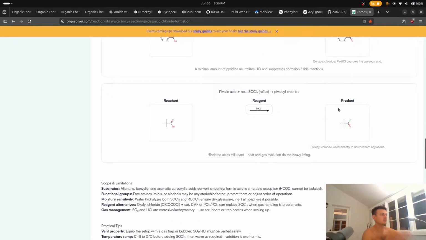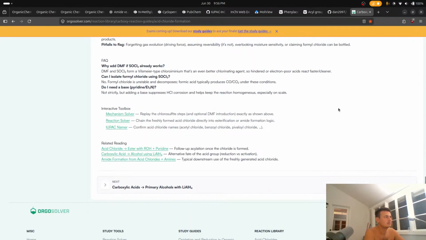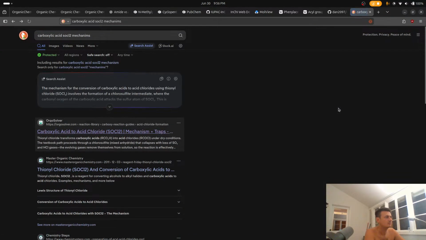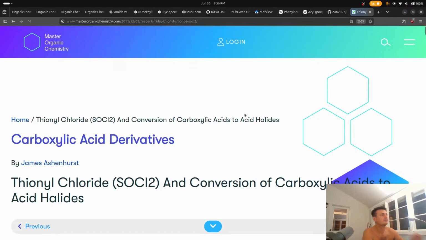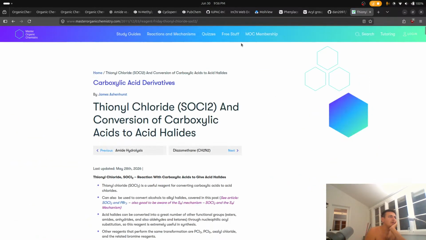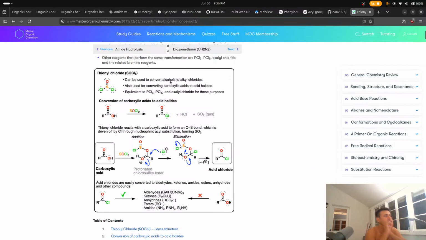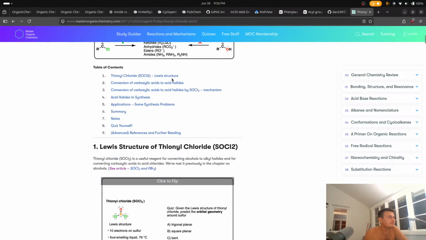This thionyl chloride stuff is pretty sick though. This is gonna be a good one. I know it. I love these. Okay, so this does happen. Wait, hold on. Where's the mechanism?